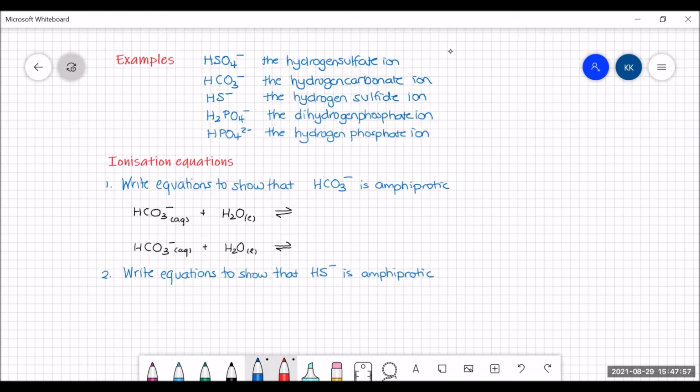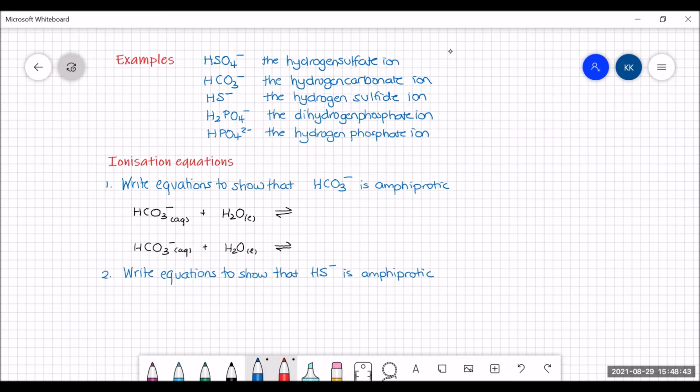Looking at some examples, we can see all of the examples here: the hydrogen sulfate ion, the hydrogen carbonate ion, the hydrogen sulfide ion, the dihydrogen phosphate ion, the hydrogen phosphate ion. All of those fit those two criteria that we talked about. All of these have hydrogen, and all of them also have a negative charge. So all of those substances fit what we know as an amphiprotic substance.